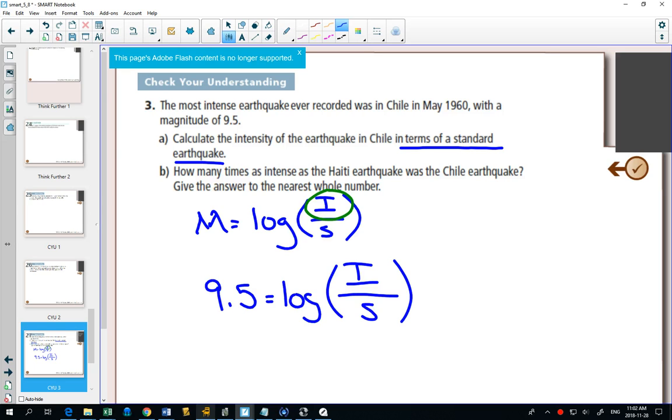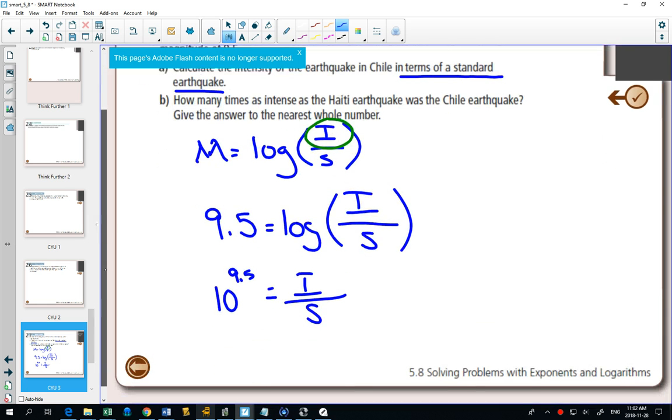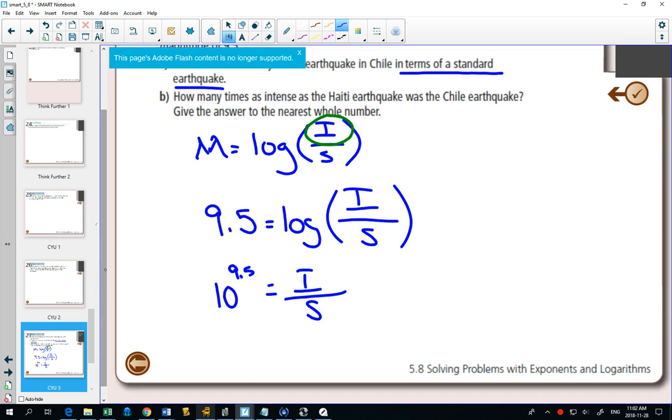If you only remember that when you're solving for something inside of a log, you have to change to exponential form, the only way you can change to exponential form is if you have a single logarithm. We have a single logarithm. What's the base? The base is 10. The exponent is 9.5, and the answer is I over S. And so to get I by itself now is quite easy. If you remember the key step of changing to exponential form, everything else falls into place. Because once you change into exponential form, you're like, oh, I have to solve for intensity. I'm going to multiply both sides by S, and I'm done.